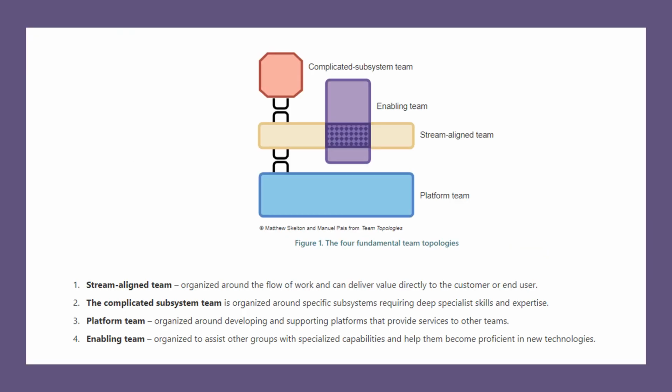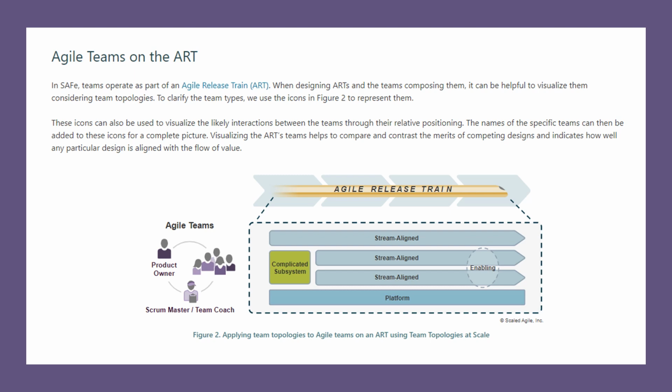In my earlier videos, we discussed the four fundamental team topologies that can be used for SAFe agile teams and agile release trains, right? We talked about stream-aligned teams, complicated subsystem teams, platform team, and enabling team. You can refer to my previous video where I talked in detail about what these different types of topologies are meant to be. Let us get into today's topic.